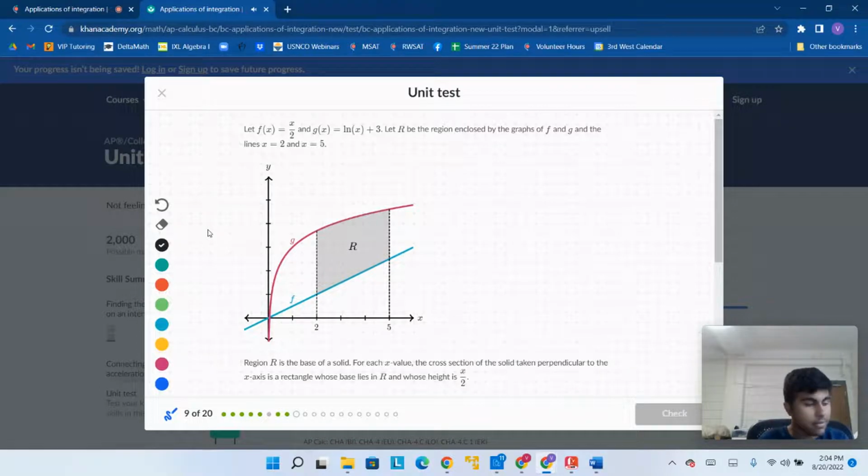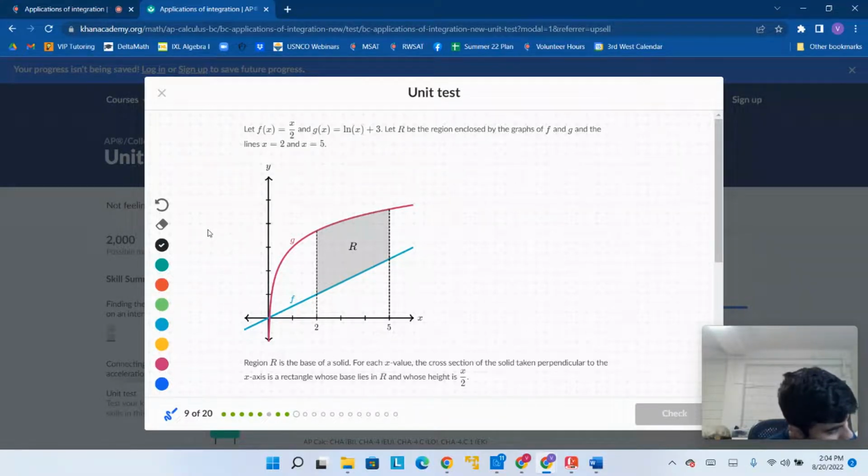All right, let f of x equals x over 2 and g of x equals ln x plus 3. Let R be the region enclosed by the graphs of f and g and the lines x equals 2 and x equals 5. Region R is the base of a solid. For each x value, the cross-section of the solid taken perpendicular to the x-axis is a rectangle whose base lies on R and whose height is x over 2.